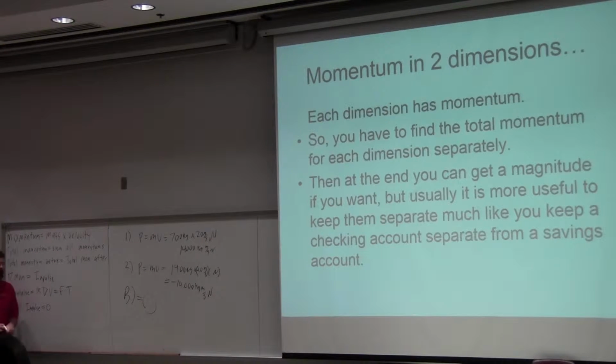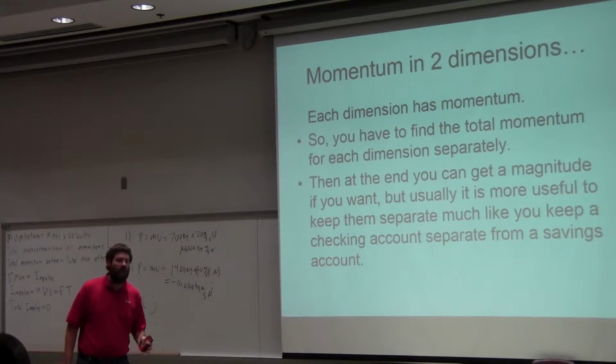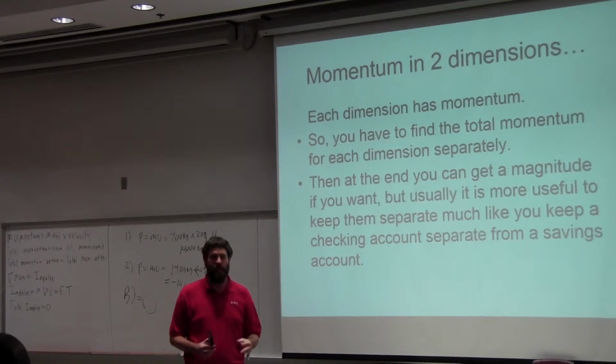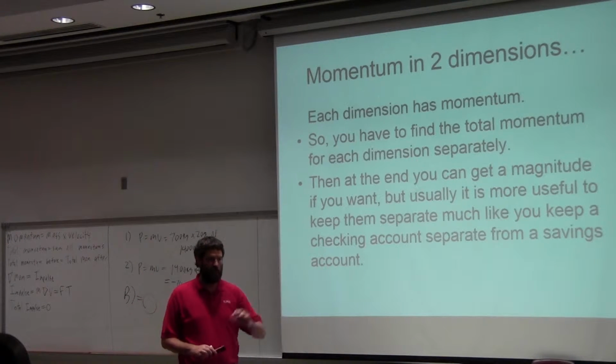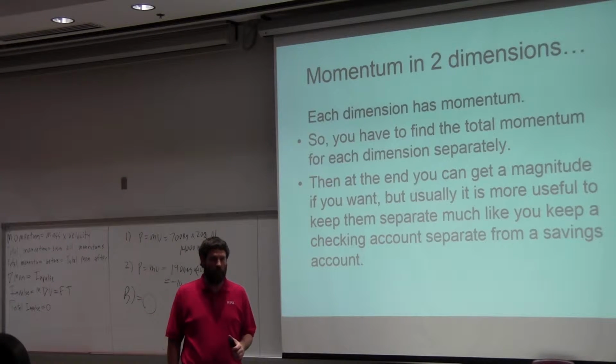All right, momentum in 2 dimensions. Momentum in 2 dimensions is exactly the same as 1 dimension, except that we now have 2 separate problems. So if we have north and west, we have a north momentum and a west momentum, and those are treated as two completely separate problems and solved individually.